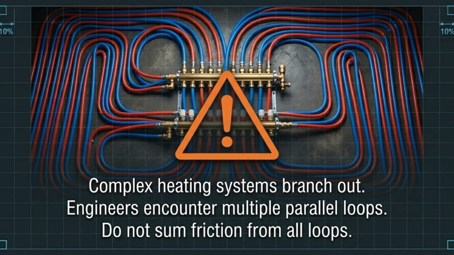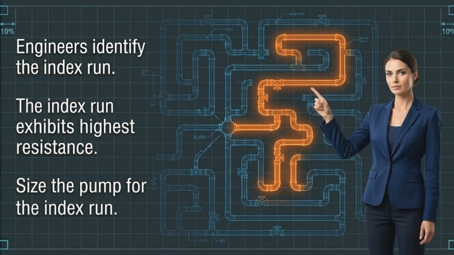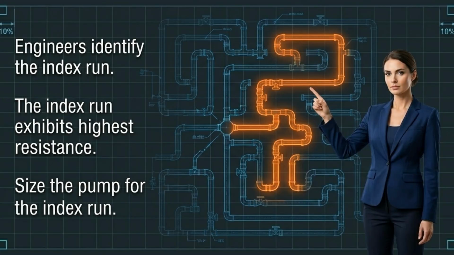When dealing with complex heating systems with multiple parallel loops, be careful. Do not simply sum the friction from all loops together. Instead, identify the index run, which is the path exhibiting the highest total resistance. You should size your pump specifically to handle the requirements of this index run.